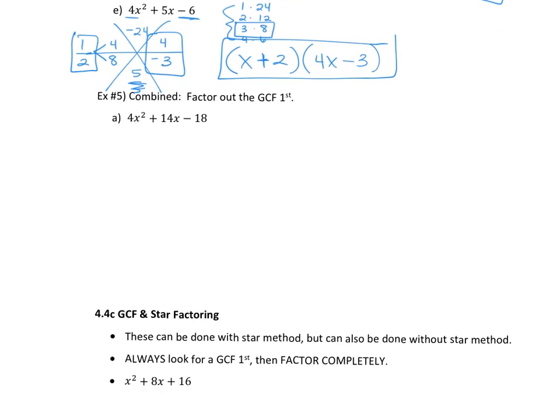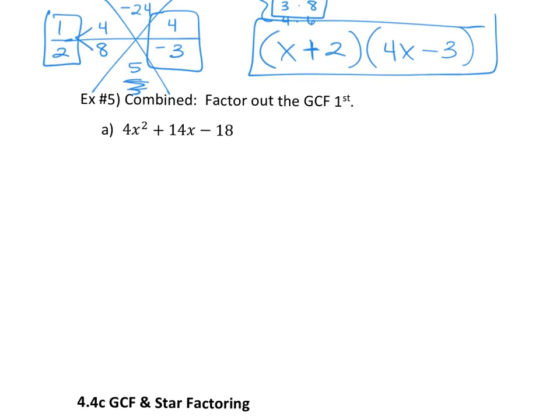I did just have 2 left. Okay, last one. So for this one, you're going to factor out the GCF first, and then we'll factor it completely. So you got to ask yourself, what can I factor out of 4, 14, and negative 18? I can't factor a 4 out of that. I can factor a 2 out. Okay, so 2 times 2x squared plus 7x minus 9, right?